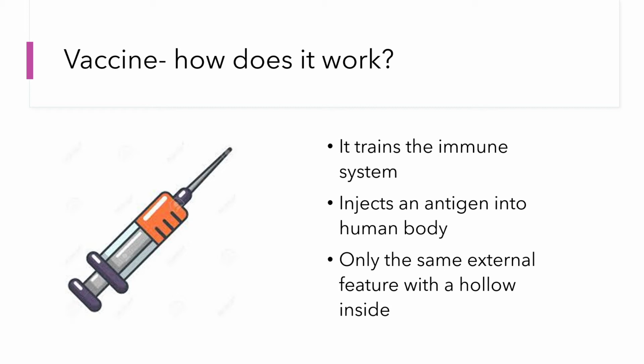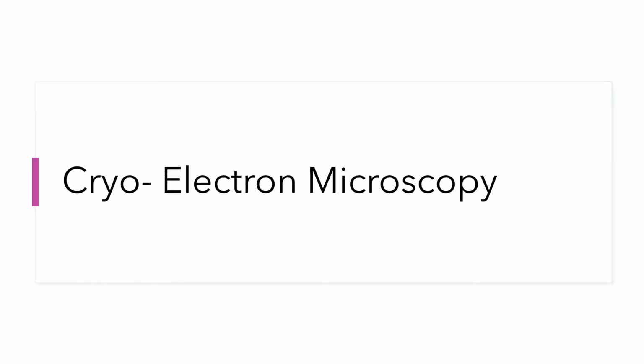Antigens exist on all viruses and bacteria, so finding the features of an antigen of COVID-19 is the starting step of creating the vaccine. So how do we find the antigen of COVID-19? A method called cryo-electron microscopy, often known as cryo-EM, is applied during the process.